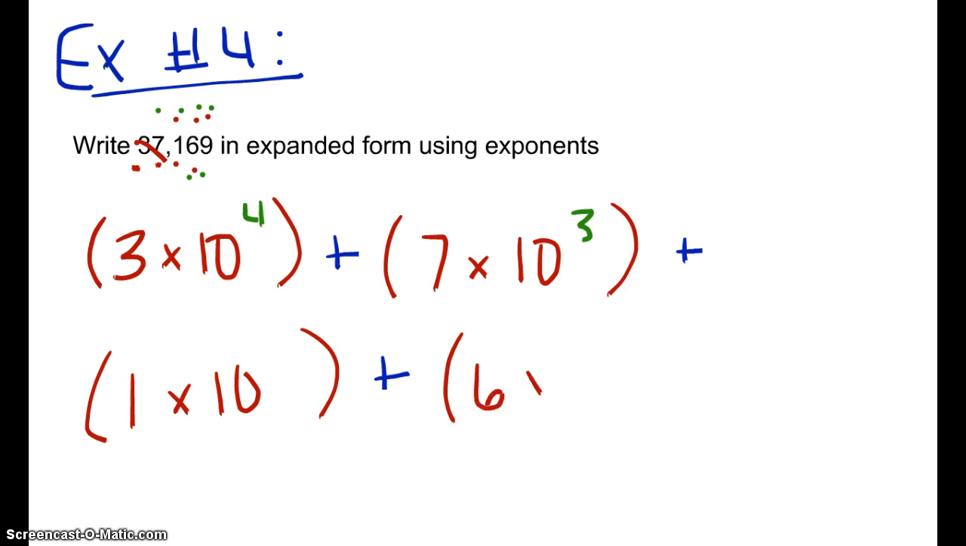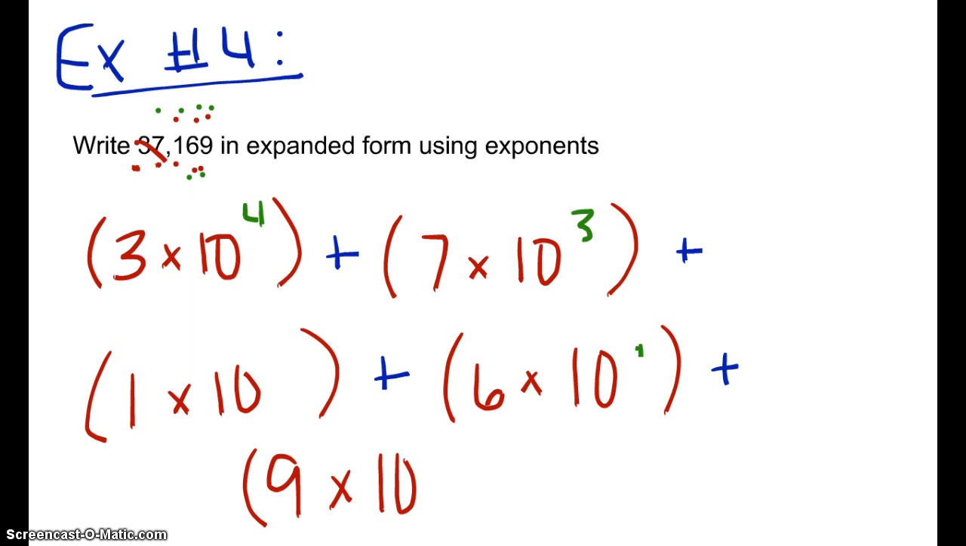Since there's only one number after the 6, I can put a 1, but I really don't need to do that because we know that anything times 1 is just the same number, so that's up to you. And then we have plus. Now this is where it gets a little bit tricky, not too hard though. 9 times 10 to the 0 power, because there are 0 numbers after 9. Anything multiplied by 0 becomes 0. So that's how you do expanded form.